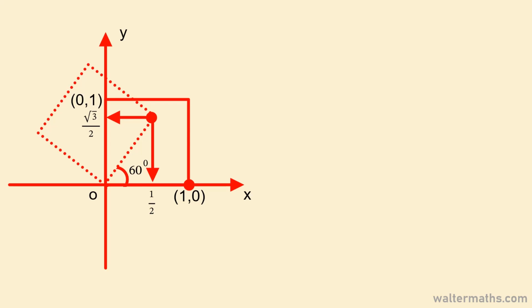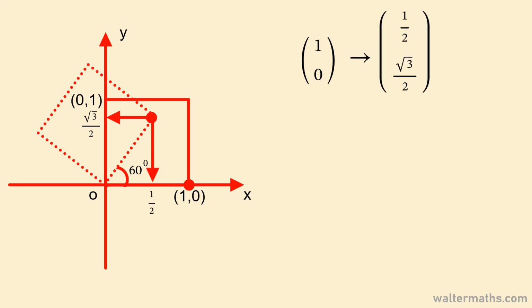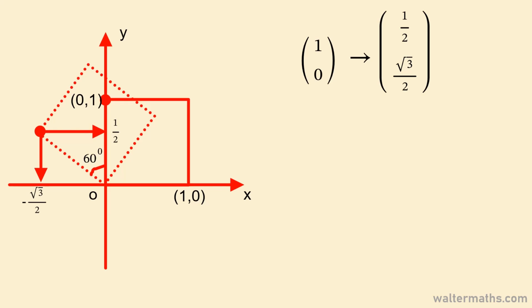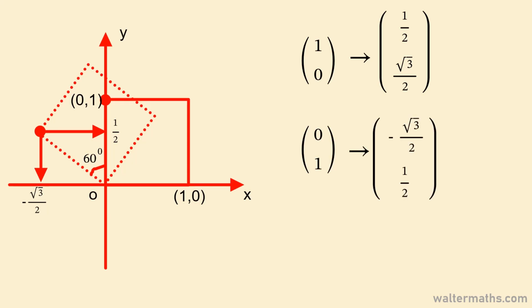That's the unit cosine of 60 and the unit sine of 60. So we're saying here the point (1, 0) is being transformed onto the point (a half, root 3 over 2). And what about the point (0, 1)? The point (0, 1) here has been transformed onto this point through the rotation of 60 degrees going anticlockwise about the origin. So the new coordinates are (minus root 3 over 2, a half). So we're saying the point (0, 1) is being transformed to (minus root 3 over 2, a half).